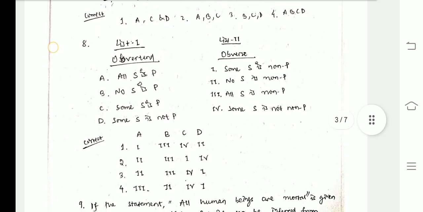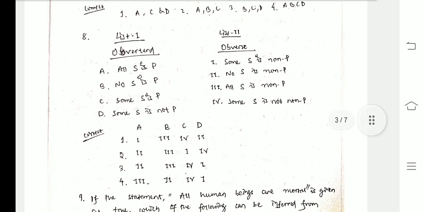Now obversion and conversion. All S is P. Let us see which statement, which proposition is logically equivalent to all S is P. Some S is non-P. No S is non-P. All S is non-P. Some S is not P. No S is non-P means all S is P. Yes, so A will take 2.